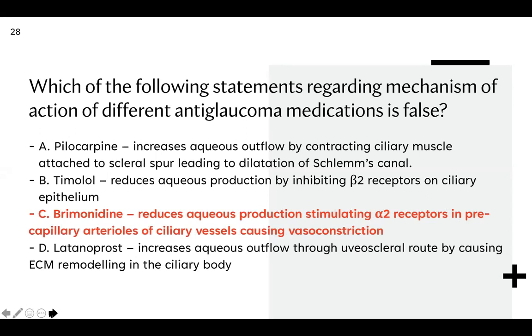So brimonidine actually reduces the aqueous production by stimulating alpha receptors, not in the precapillary arterioles, but rather in the ciliary epithelium itself. The receptors present in precapillary arterioles are alpha 1 receptors, and brimonidine is an alpha 2 agonist. So that was the wrong mechanism. All the other mechanisms are correct. Moving on to the next question.